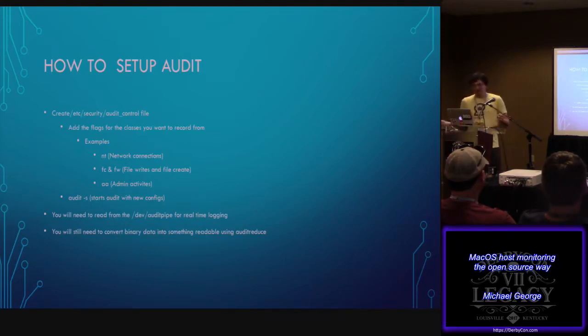Then after you set all that up, you have to run audit again, refresh everything, and just get it running, and now it will write all of this content to /dev/auditpipe. If you read from that pipe, you will get all the system data in binary format, which sucks because you can't read it. So you need to pipe that to another tool on the machine called auditreduce, which will convert it into something readable, such as XML or syslog.